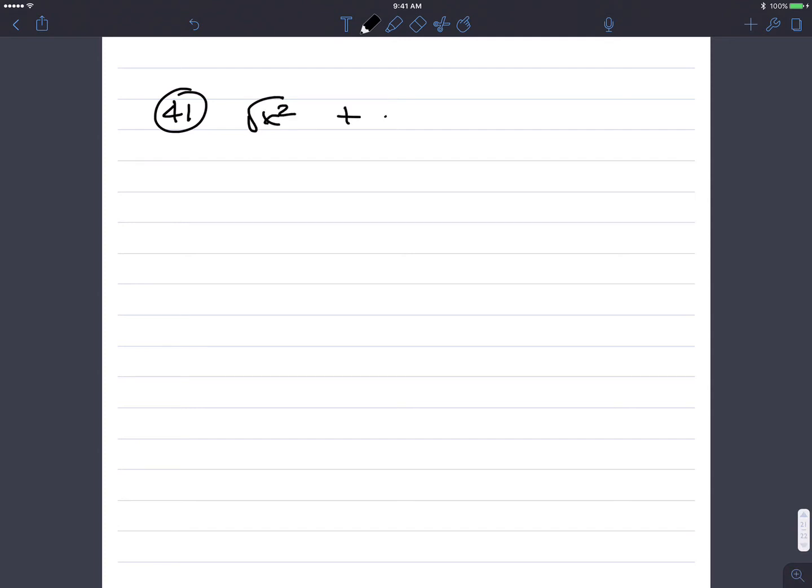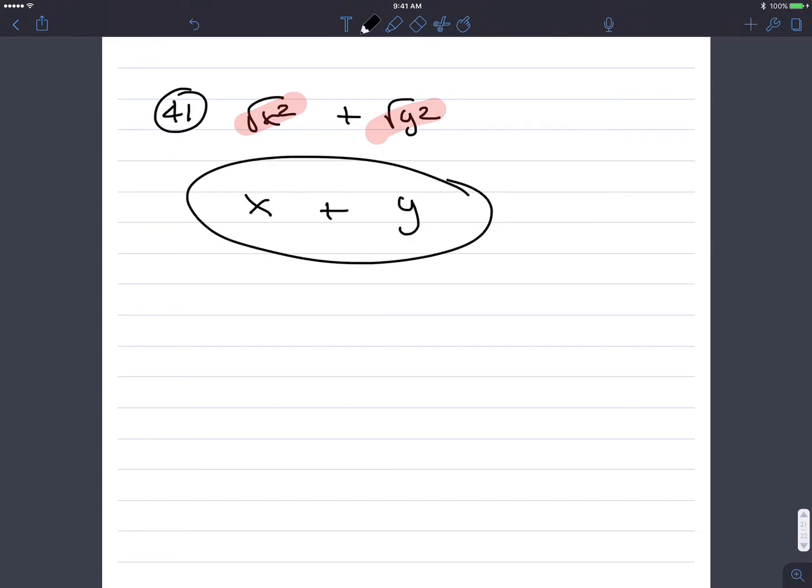The square root of x squared plus the square root of y squared. Both of these radicals can be simplified. The square root of x squared is x, the square root of y squared is y, so x plus y, and we're done.